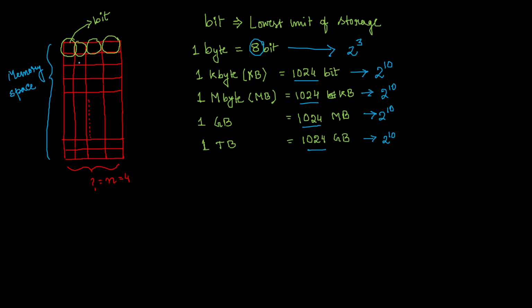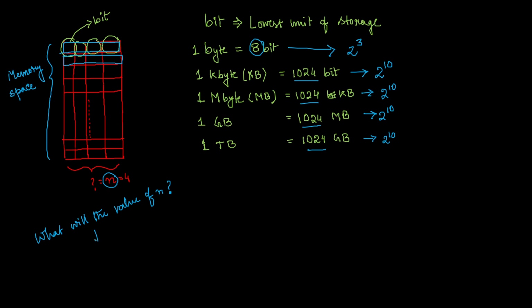And the whole memory space can be logically divided into a number of parts. So this is part number 1, this is part number 2, and so on. And you see each and every part contains a number of bits, right? Here the number of bits is 4, and it can be 5, can be 6, can be anything. So what is the value of n? Naturally the question will come.